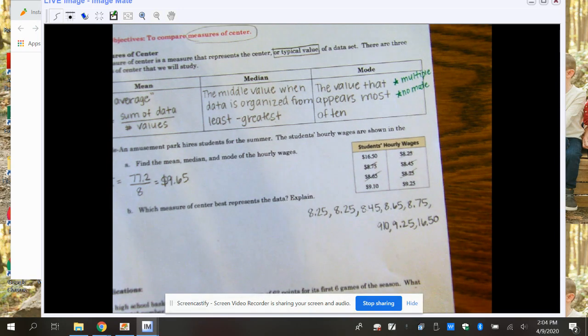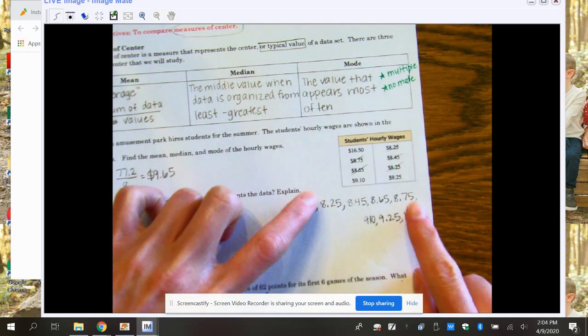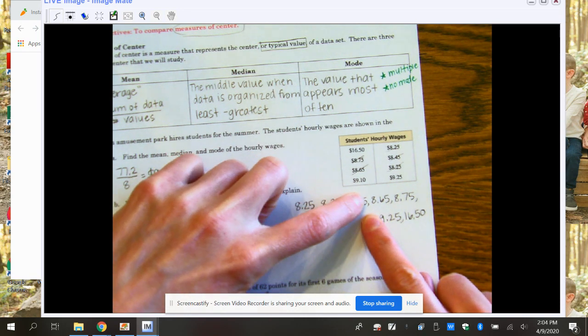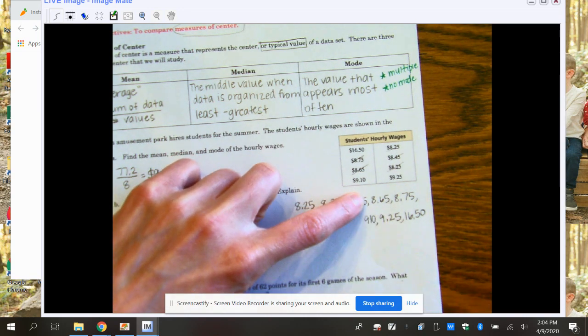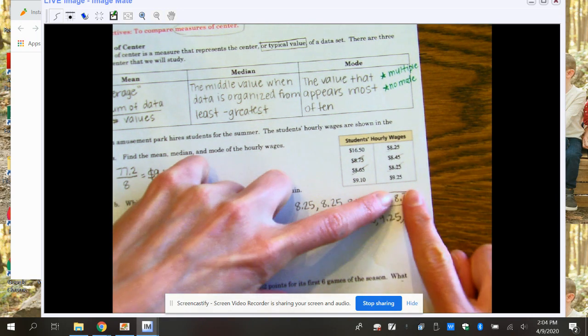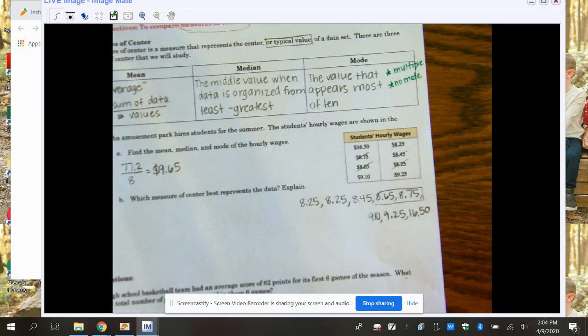and 1650. I usually start at each end and work my way in. I'll cover up, go one more in, go one more in. Now I've got these two values that are in the center, because if I go one more in, I don't have anything to cover up. As you work your way in, if you have two that are in the center, you just take the average of both.